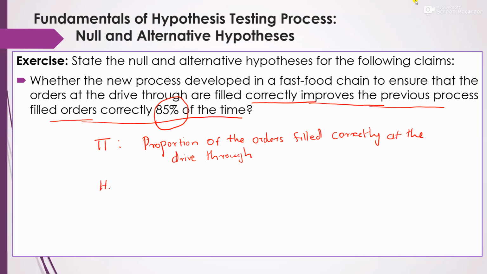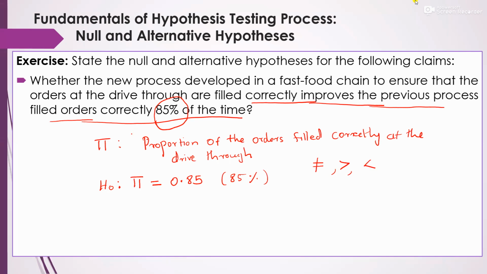So H naught is now related to pi. We know that it's also an equal sign. From the previous process, they said that 85% of the time the orders are correctly filled. So 0.85. Right? Proportion. If it's a percentage, then we can say it is 85%. Now we are looking at the proportion, so 0.85. Then to define the alternative hypothesis, we can use the not equal sign or greater than sign or less than sign.